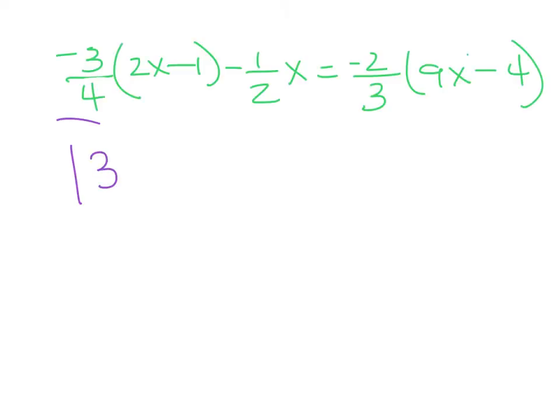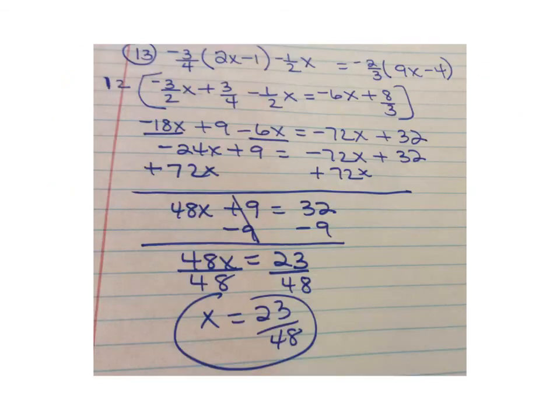Alright, here's problem number 13. On problem number 13, I'm going to point out a few things here. I did the distributive property first on both sides. And then don't forget, at this point, it's time to get rid of the fractions, make life easier. So I multiplied everything by 12.